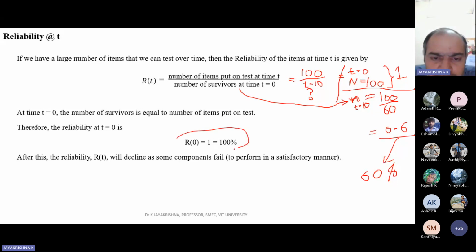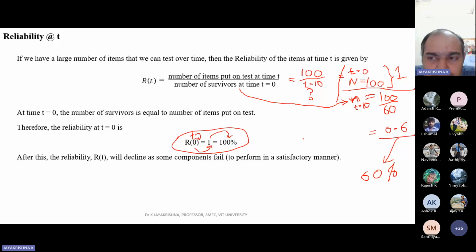So that means, when t is equal to 0, the probability of survival, the reliability of the product is what? 1, sir. 1 means what? 100%. So are you able to understand this? When you start the test, the reliability of the product is always 1, or what we call 100%.